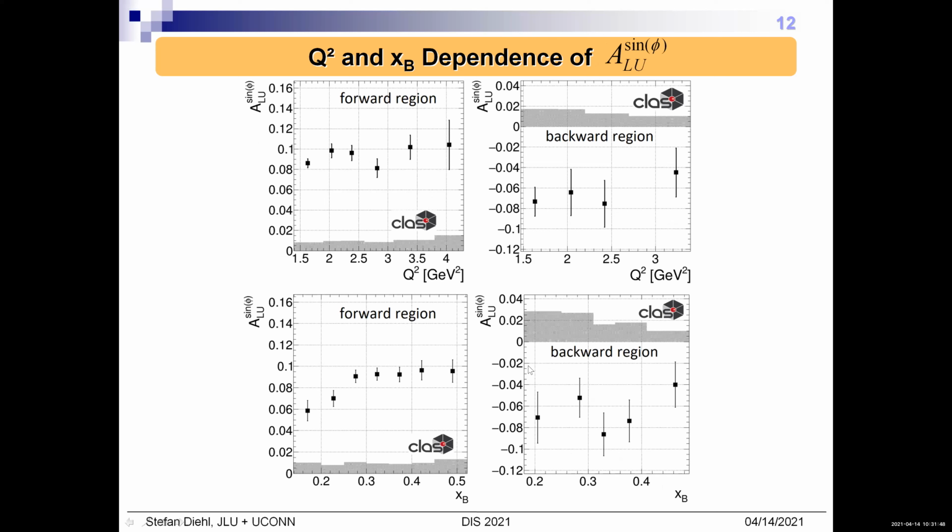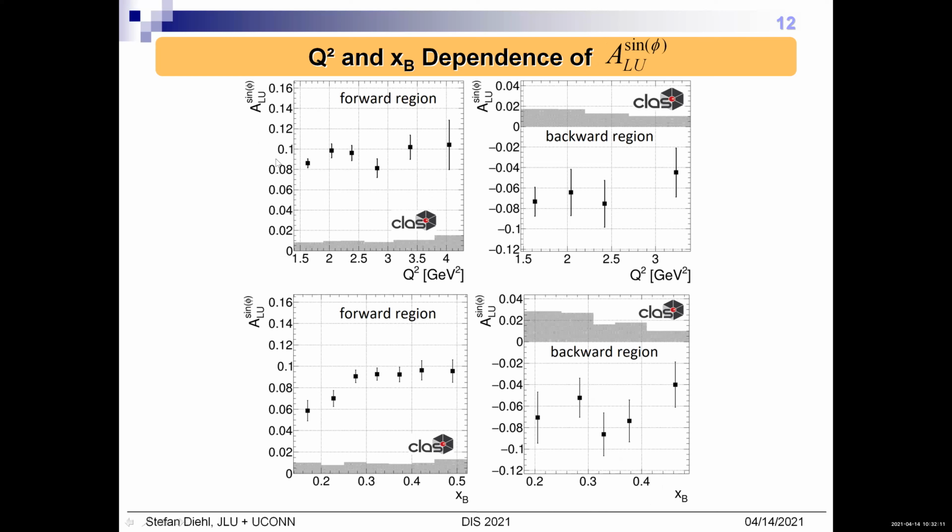And we can also look at how this behaves for different Q square and x Bjorken values. Therefore, I've plotted ALU sine phi as a function of Q square in the upper row and as a function of x Bjorken in the lower plots, one time for the forward region in the left figures, and one time for the backward region in the right figures.